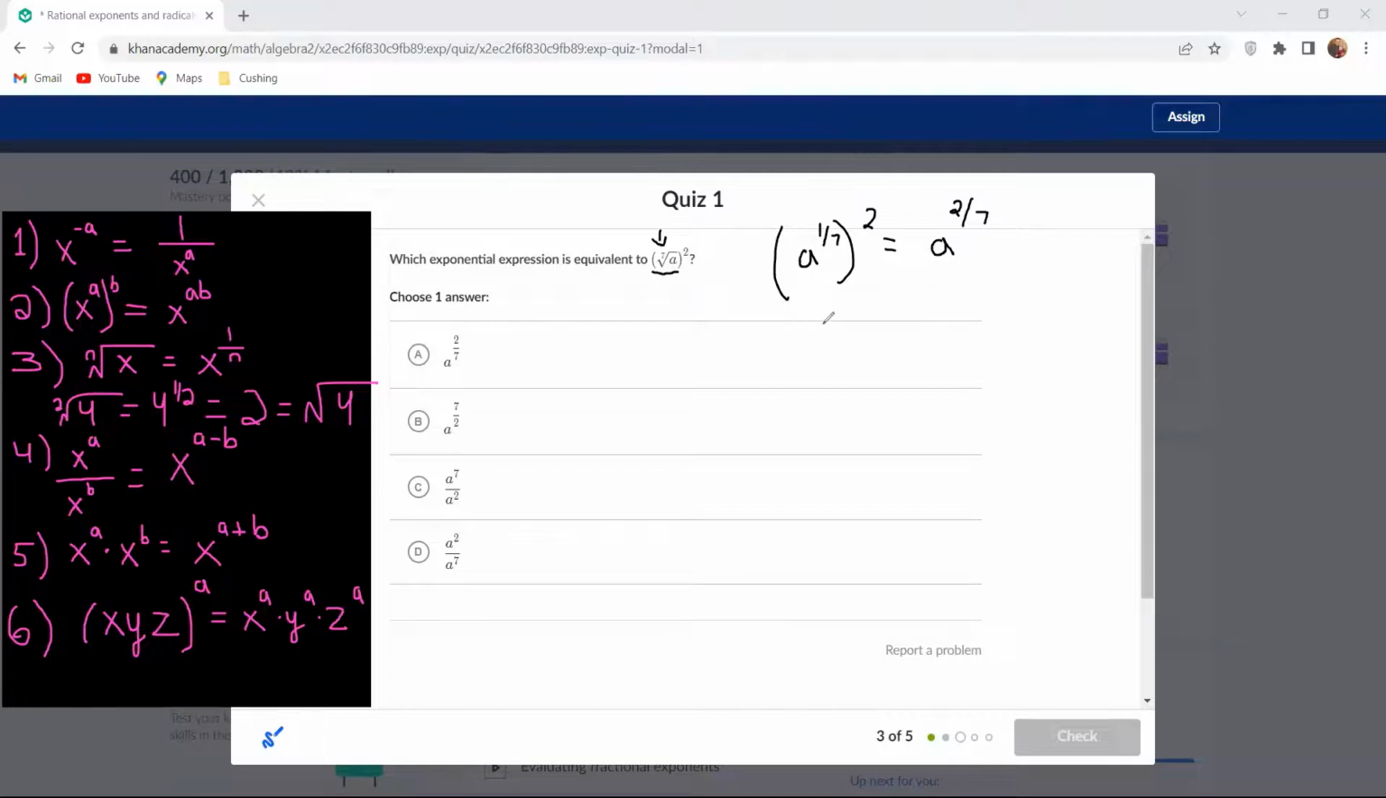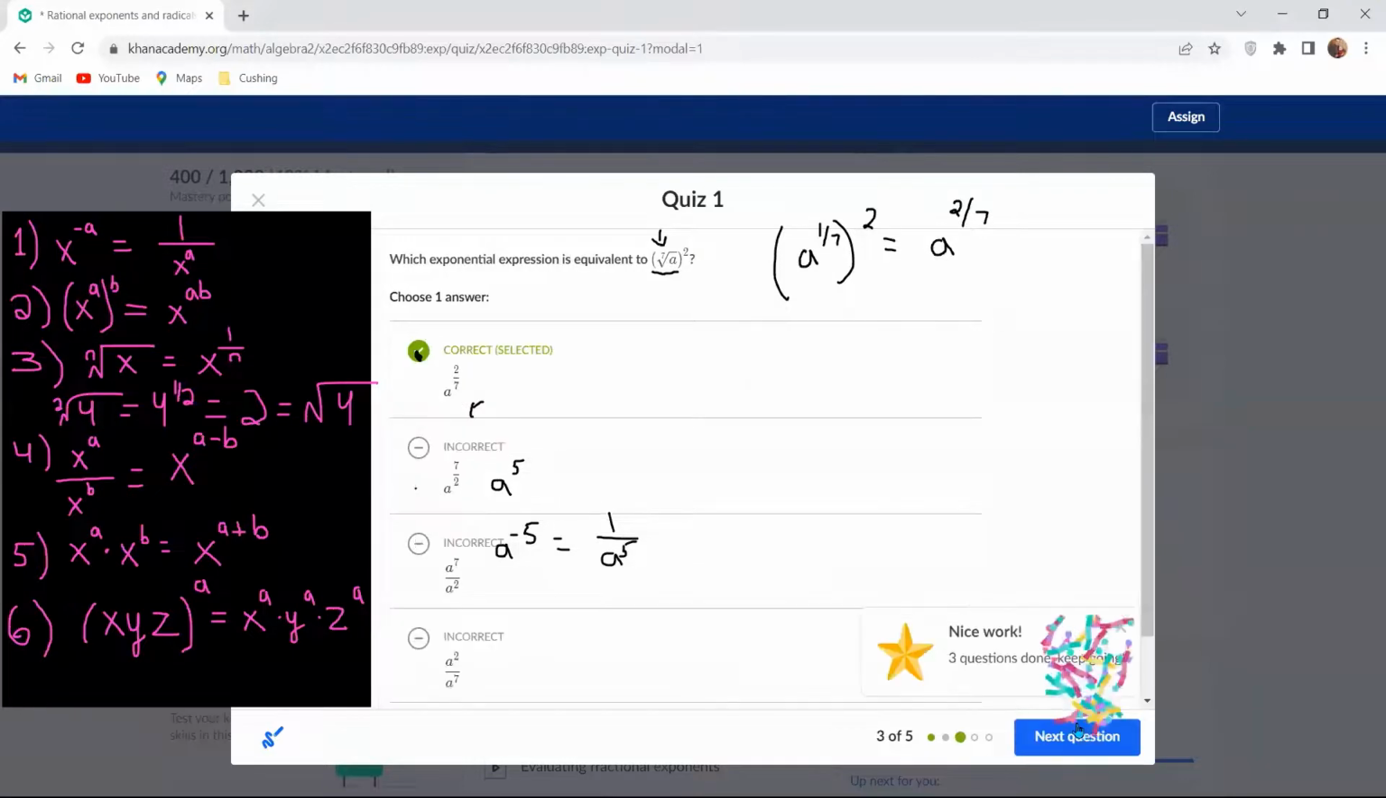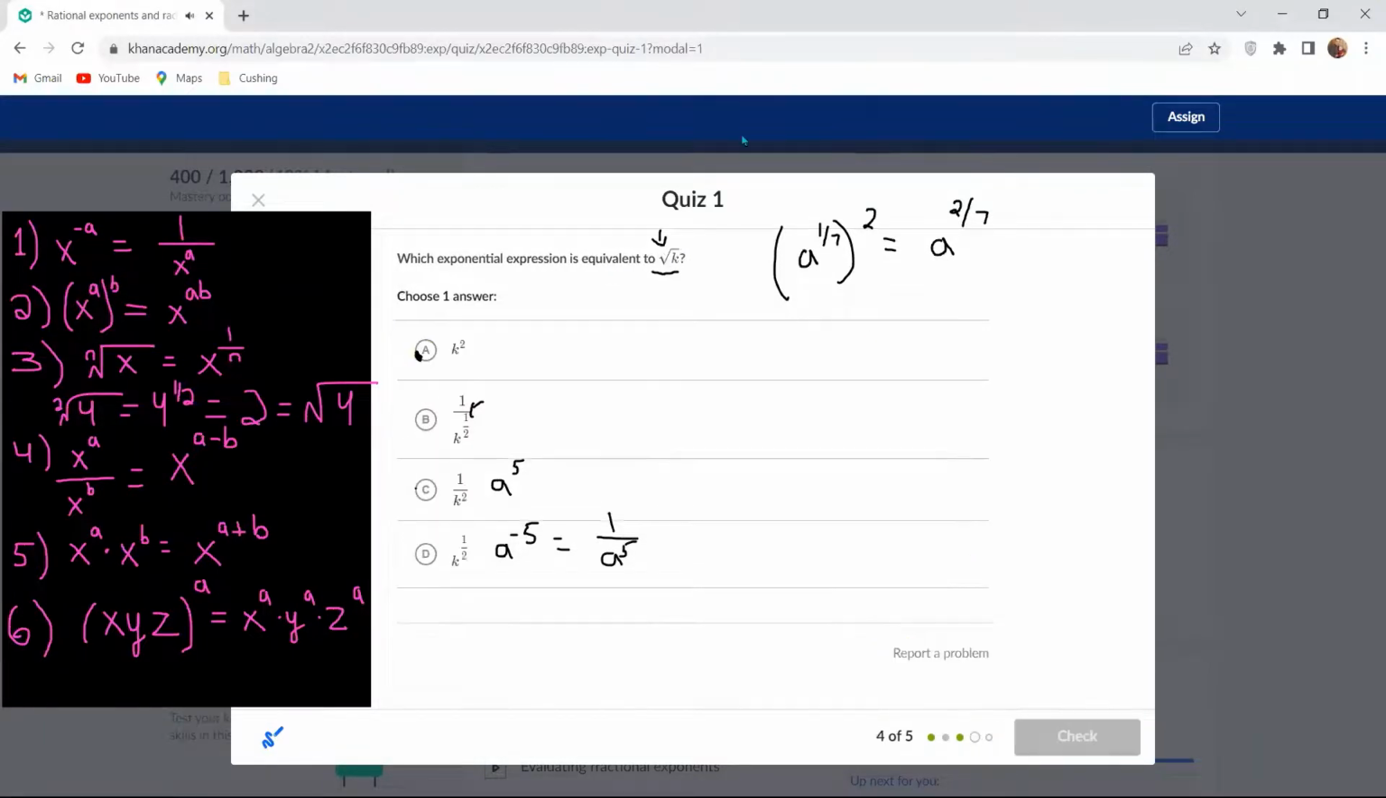So all we're going to do now is look at these answer choices and see which one matches. It looks like A matches, A to the 2/7. So I think that one's correct. This is A to the 7/2. So the exponent is different. That's not going to work. This is A to the 7 over A squared. So that's going to be A to the 5th because we'll subtract those exponents. And that's not what we want. We want 2/7. And here, this kind of looks right. But remember, according to rule number 4, we're going to subtract these. So this is actually going to be A to the -5, which would be 1 over A to the 5th, which is not what we want. We want option A to the 2/7. All right, next question.